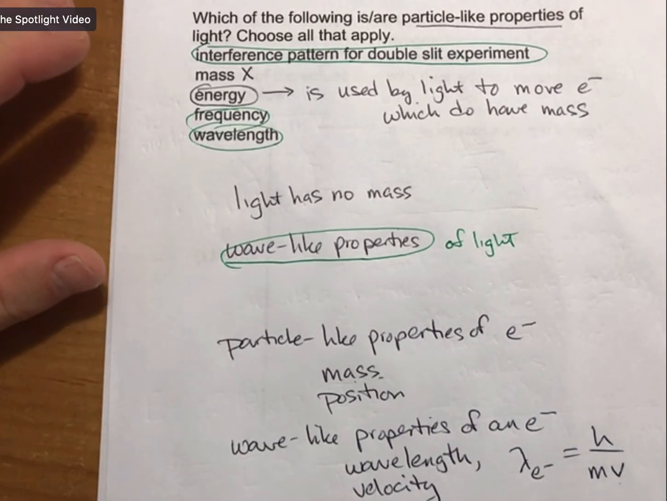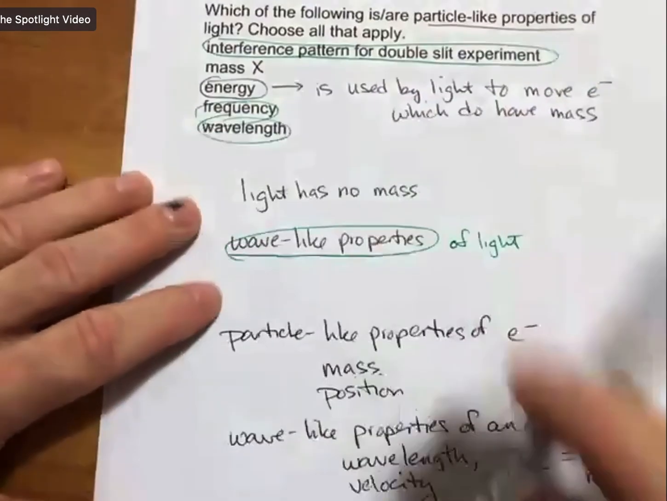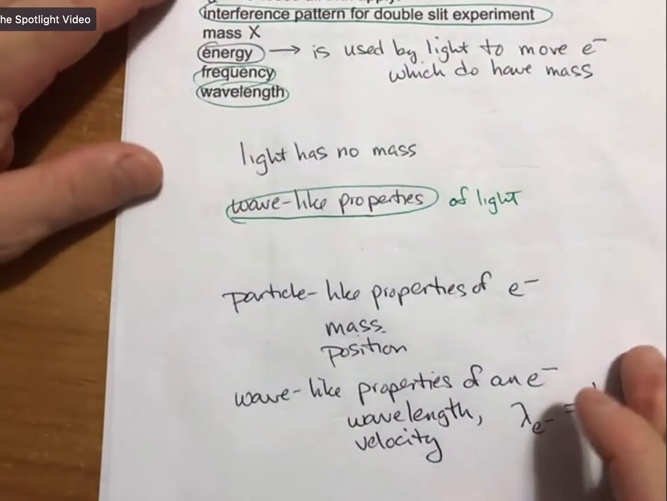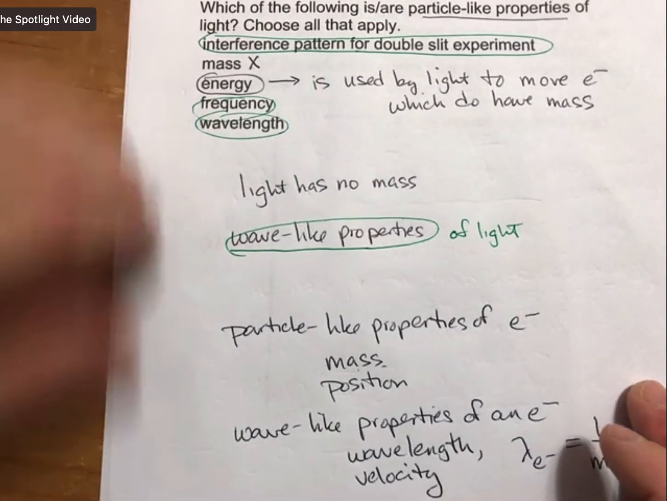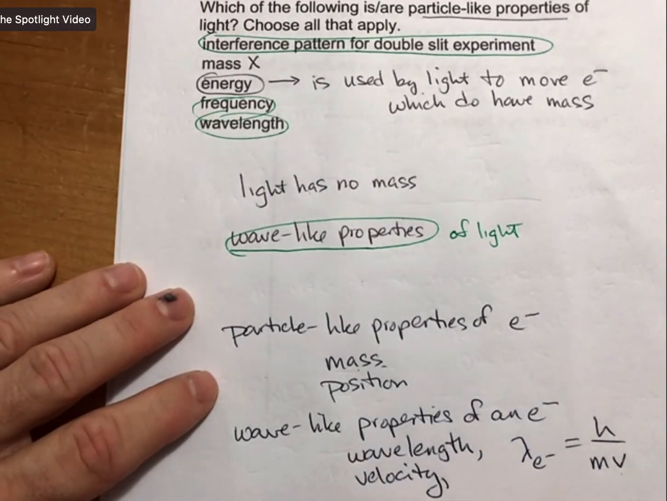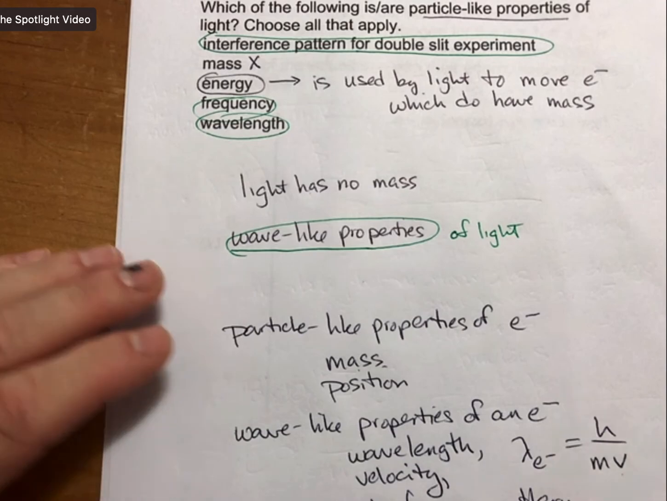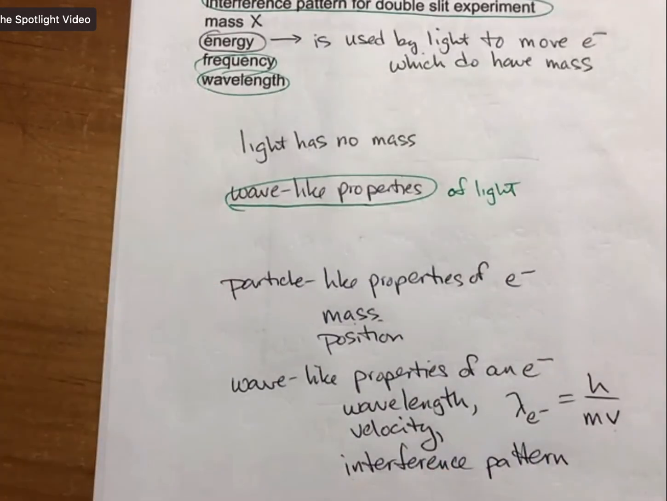Oh, sorry, there's one more wave-like property of an electron, which is that it does create an interference pattern for the double slit experiment. There you go, interference pattern, because that is at least a result of the wave-like properties of an electron.